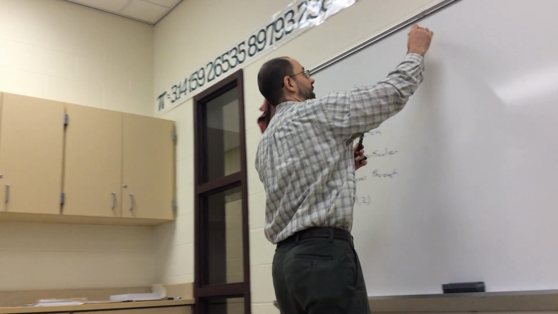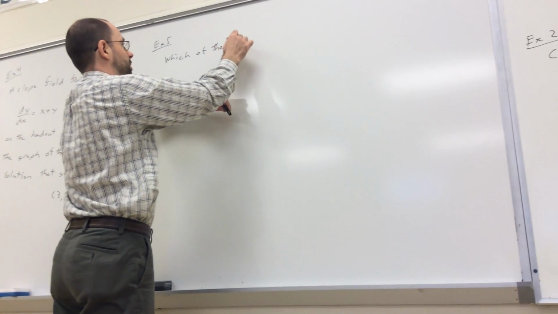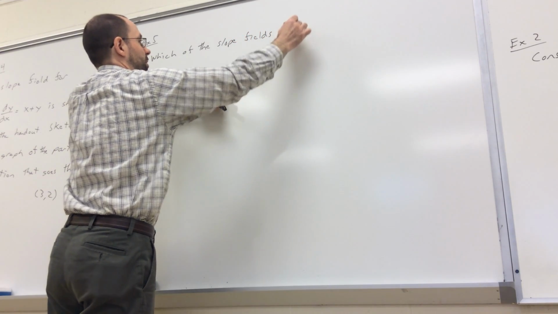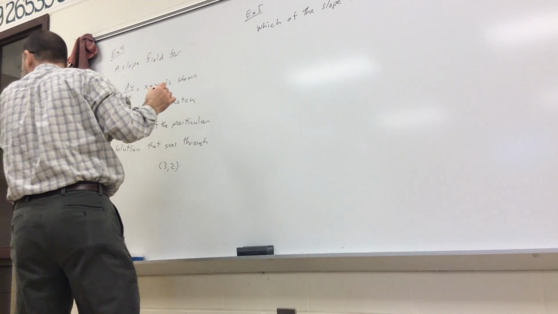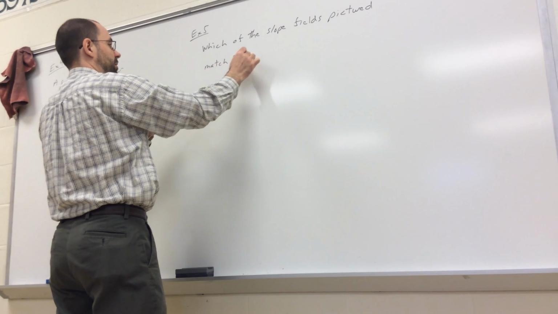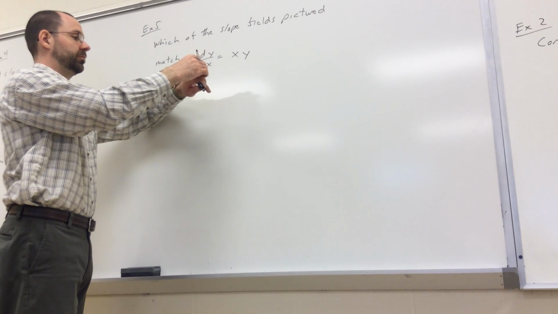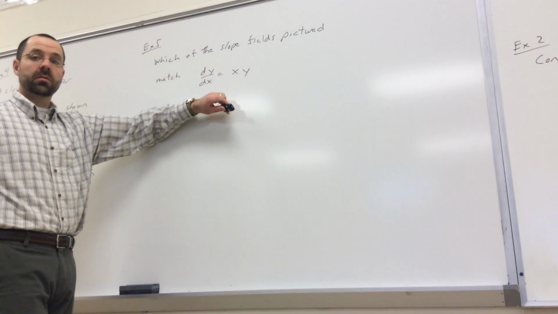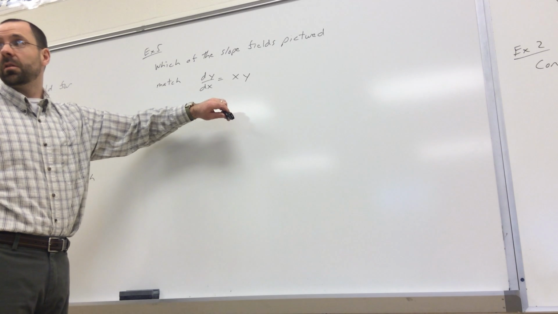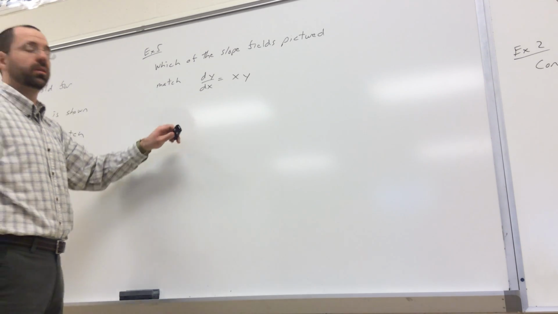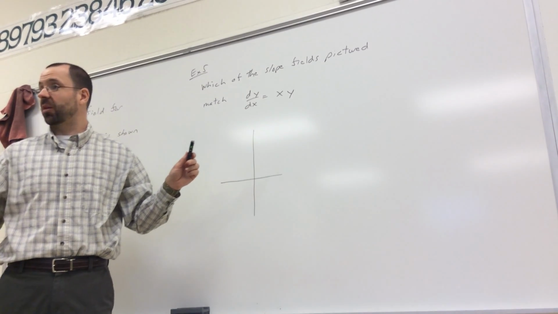Okay, now for example 5, which of the slope fields pictured match dy dx equals xy? Okay, so first of all, you see the multiple choice. You got A, B, C, D. We got to pick the right one that goes with this.